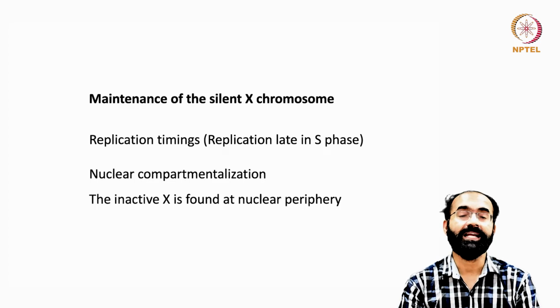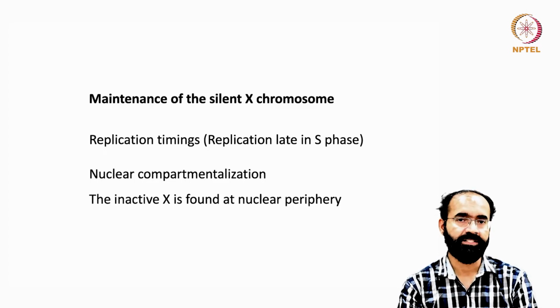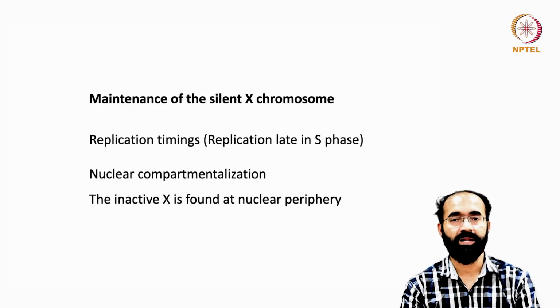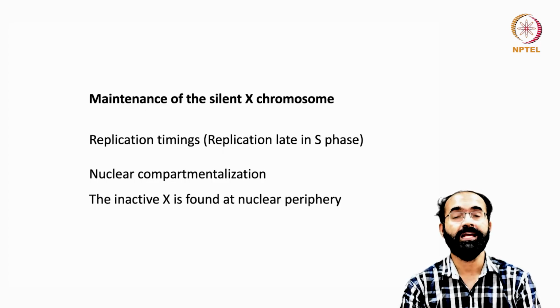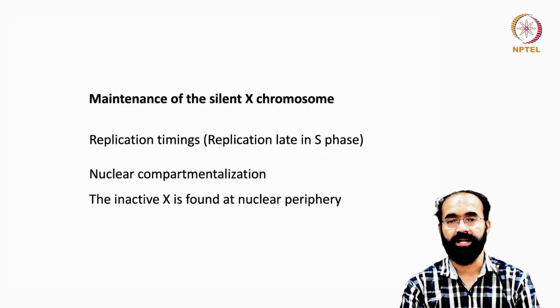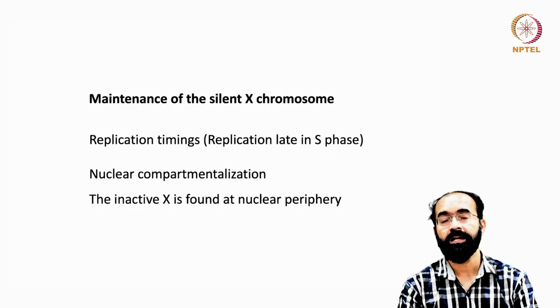That is, replication of this inactive X chromosome happens very late in the S phase of the cell cycle. And nuclear compartmentalization. Normally it is compartmentalized in a place where the gene expression events are very low, normally towards the periphery of the nucleus. The inactive X is found usually at the periphery of the nuclei, where in general the gene expression events are very low.